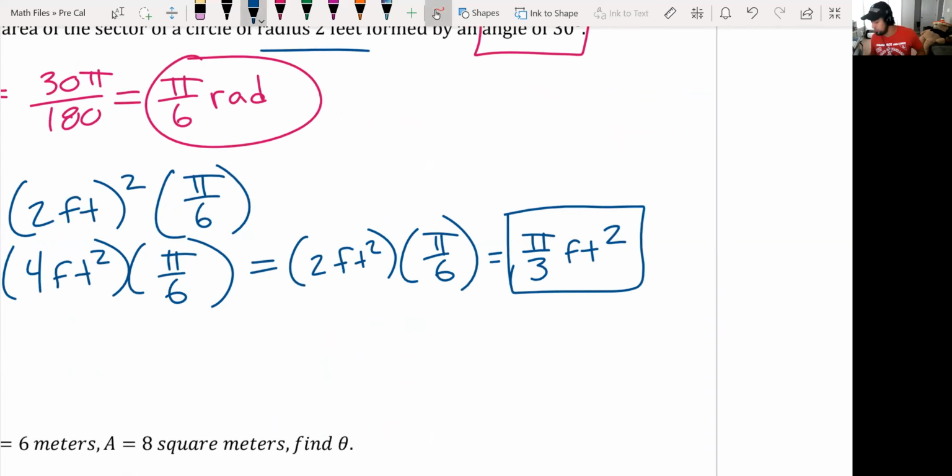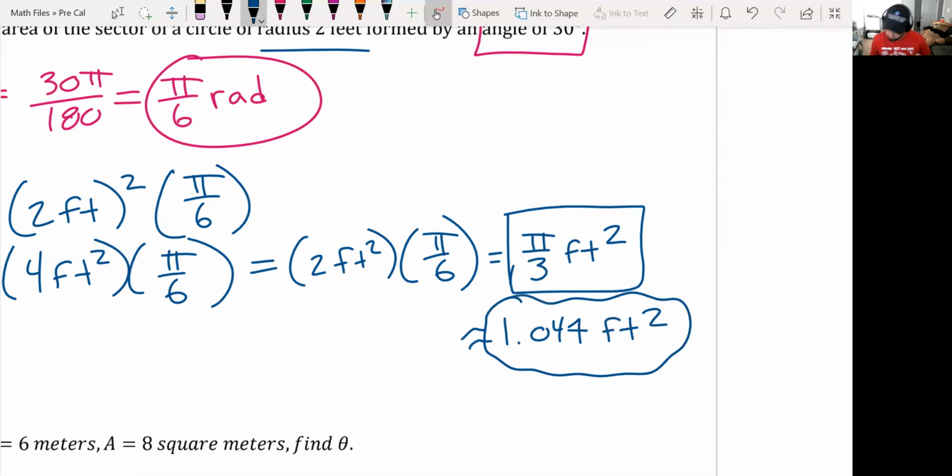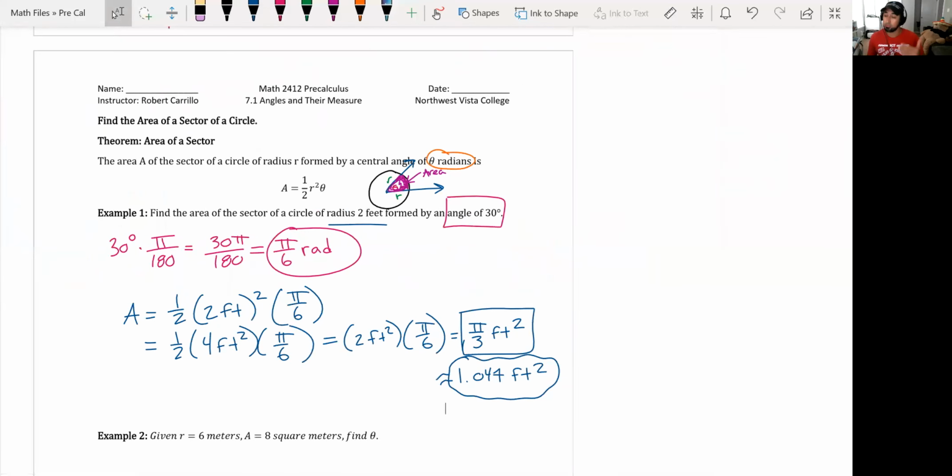And yes, if it did ask you to put it in decimal number, all you have to do is type in your calculator pi divided by 3, and we'll get 1.047 square feet, if it wants you to convert it to actual decimal number. Okay, once again, not bad. If you know the components, plug them in. But remember, theta has to be in radians.